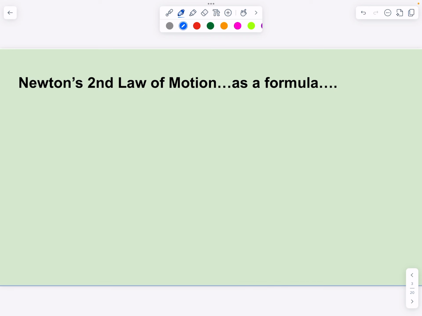When you talked about the second law of motion as a formula, we said the net force of an object is equal to the mass of the object times the acceleration of the object, or F equals ma. We can also write that in different ways. We could find the mass by saying it is the net force divided by the acceleration. And the acceleration of an object is found by the net force divided by the mass.